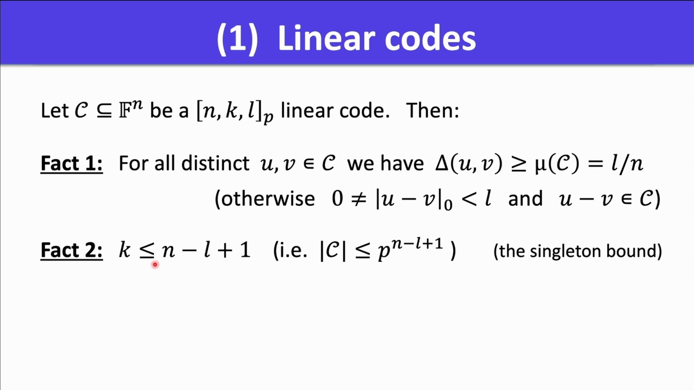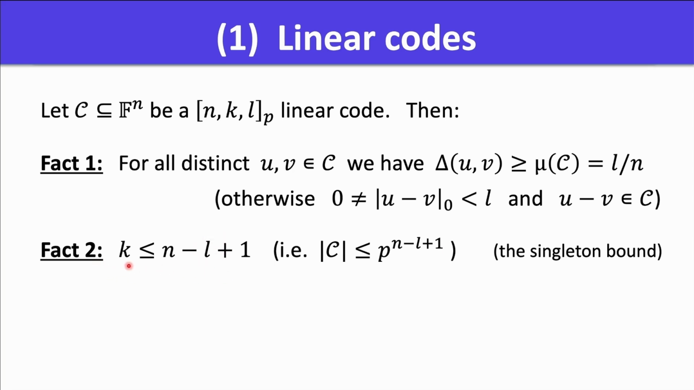Now, the Singleton bound is actually very easy to prove. All you do is you basically notice that if you take every code word in the code and you remove the first L minus 1 coordinates of that code word, you must end up with distinct code words. They will be now of length n minus L plus 1, and since they all have to be distinct, there can be at most p to the n minus L plus 1 of them. That's the whole proof.